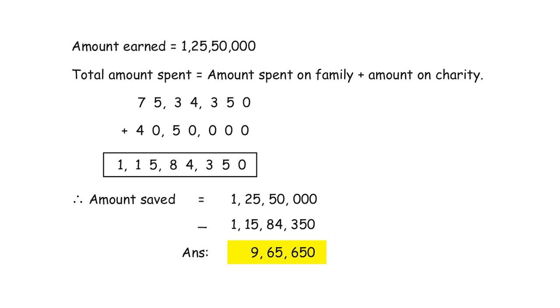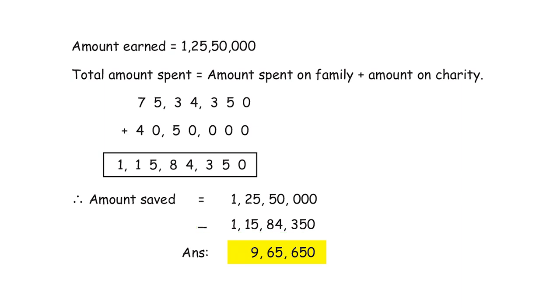What do you think is the amount saved? Amount saved is amount that he earned minus amount he spent. So here is your subtraction. Write down the amount earned, 1 crore 25 lakh 50,000 rupees minus amount spent, 1 crore 15 lakh 84,350.